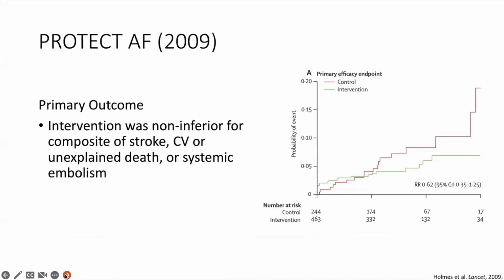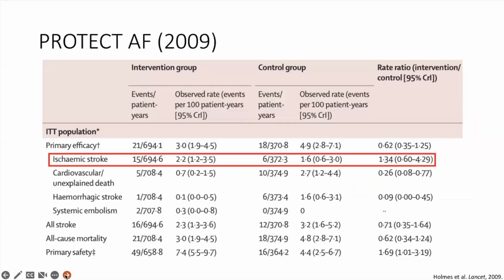And so this trial did meet its criteria for non-inferiority compared to warfarin. The problem though was that there were actually more ischemic strokes in the Watchman group, which was kind of concerning, because the whole point of this procedure is to prevent strokes from the atrial fibrillation. So why were there more ischemic strokes? The authors thought it was peri-procedural related.